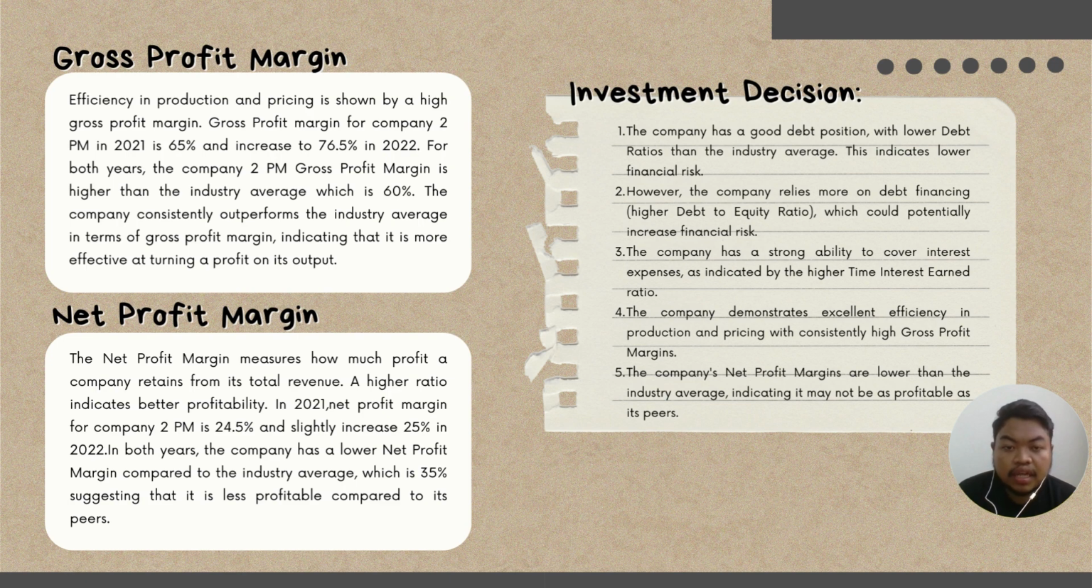The third one is the company has strong ability to cover interest expenses as indicated by the higher times interest earned ratio. The fourth one is the company demonstrates excellent efficiency in production and pricing with consistently high gross profit margin. And the last one is the company's net profit margin is lower than the industry average, indicating it may not be as profitable as its peers.